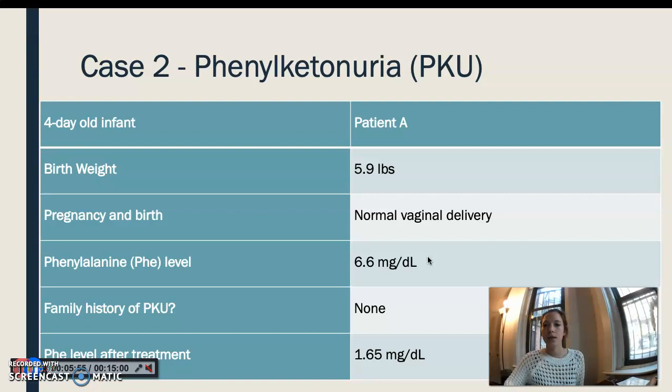So for case 2, this is what we know about the patient. The patient is a 4-day-old infant called patient A, who was born at a weight of 5.9 pounds after a normal vaginal delivery. After some blood work, patient A's phenylalanine, or PHE, levels were 6.6, and the normal range for this measurement is 1 to 2. From this, the doctors are able to diagnose phenylketonuria, or PKU, but the family denies any family history of this.